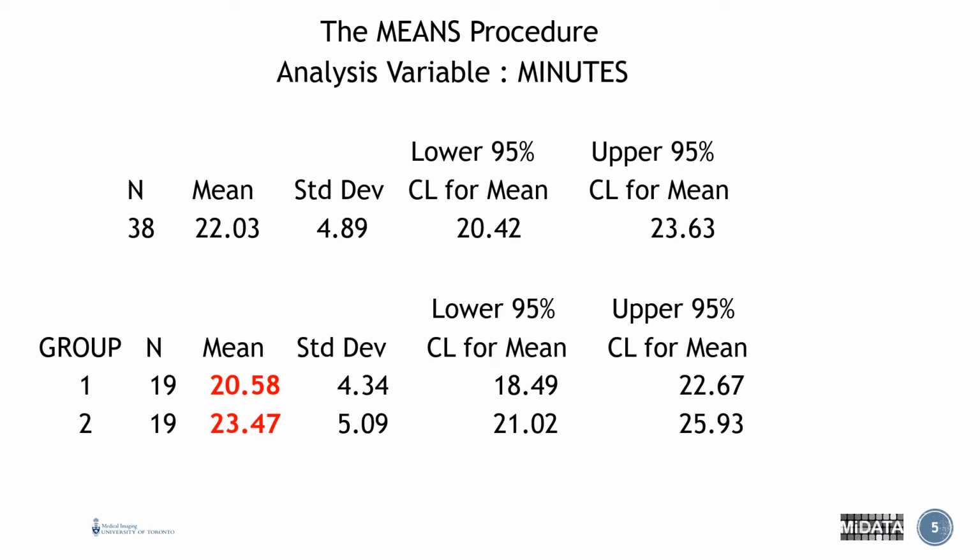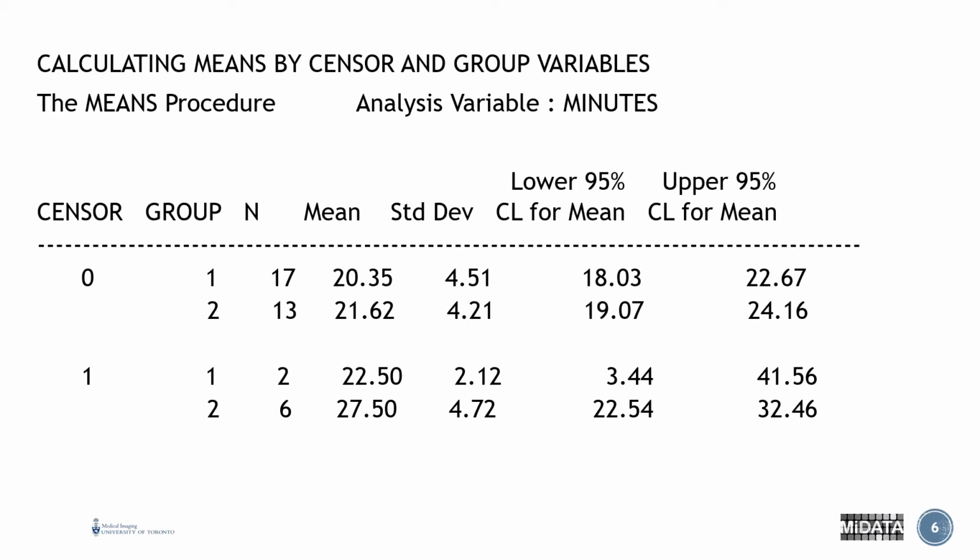Now, when looking at the group differences by censor, we'll see here that when subjects have not been censored, and we look at the two groups, we have 17 and 13. So that's the majority, right? So the majority of patients or subjects have not been censored. If you look at the difference in the means between the groups, it's similar-ish, right? So you have 20.4 for group 1, and you have 21.6 for group 2.